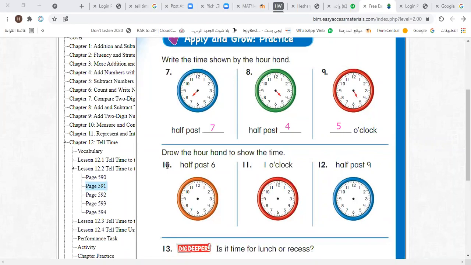Amin, let's answer number 10. In number 10, we want to draw the hour hand to show the time. Let's draw half past 6. The hour hand must be between number what and number what? Number 6 and number 7. That's right. Very good. The hour hand is between 6 and 7, like this. This is half past 6.